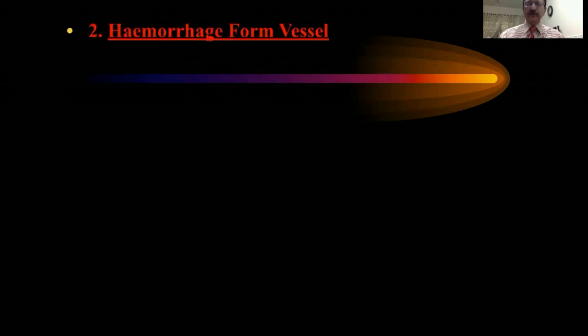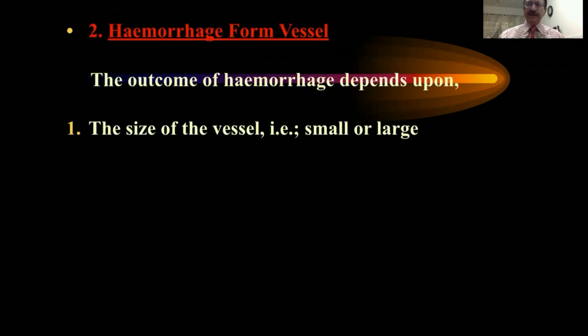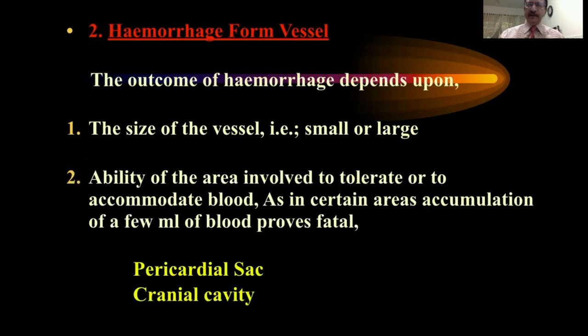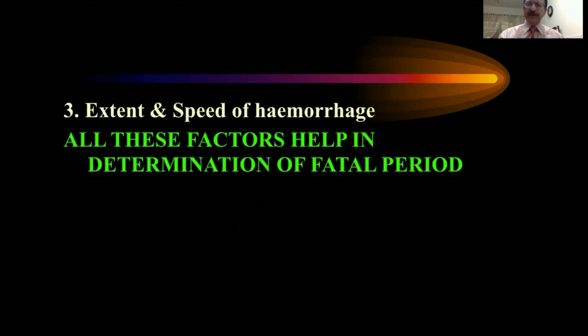the atherosclerotic process going on can lead to myocardial infarction. Then hemorrhage from the vessel. The outcome of hemorrhage depends upon the size of the vessel and the ability of the area involved to tolerate or accommodate the blood. For example, in certain areas, the accumulation of a few milliliters of blood can prove fatal, like the pericardial sac or the cranial cavity. So the type of vessel involved, that means the speed with which the hemorrhage is going on, and the area where the bleeding is going on matter. In vital areas like the pericardial sac or the cranial cavity, a very small amount of blood can prove fatal, and the speed of hemorrhage is important. All these factors should be kept in mind to determine the fatal period.